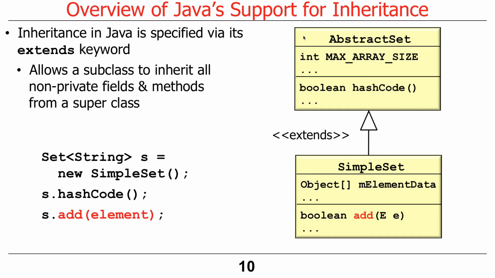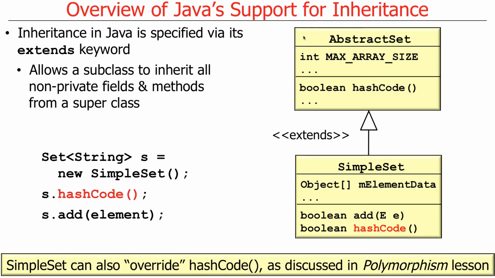When I call add, however, add is not implemented here in abstract set. Or maybe a better way to put it is that it's defined in abstract set, but it's implemented here in simple set. That's because it's a so-called abstract method up here. We'll talk about abstract methods later. So when I say s.add, that's actually going to call the method that's defined down here in simple set.